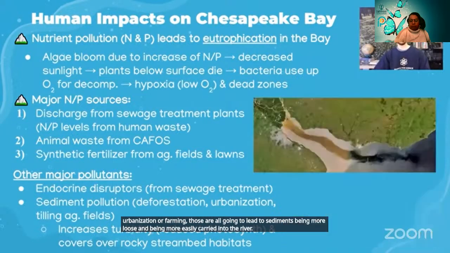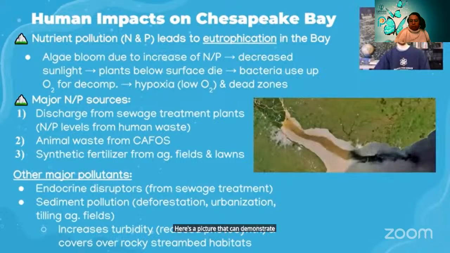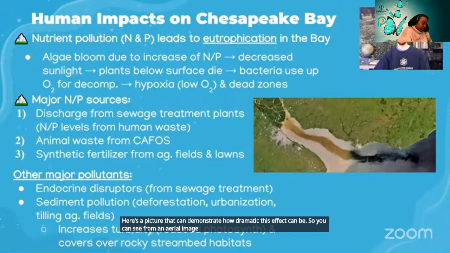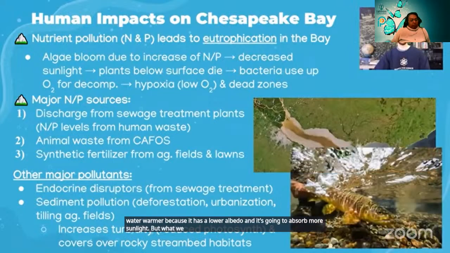Here's a picture that can demonstrate how dramatic this effect can be. So you can see from an aerial image just how different the water's color is, and so that's going to decrease rates of photosynthesis. It's going to make the water warmer because it has a lower albedo and it's going to absorb more sunlight. But what we can also see here is that it's going to potentially cover up the rocky stream bottom that many organisms need in order to survive.